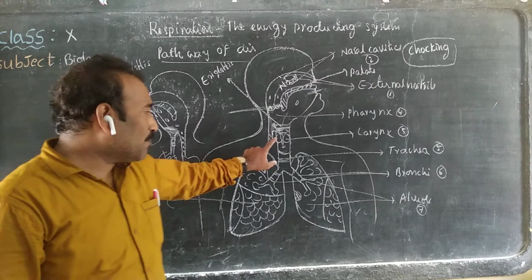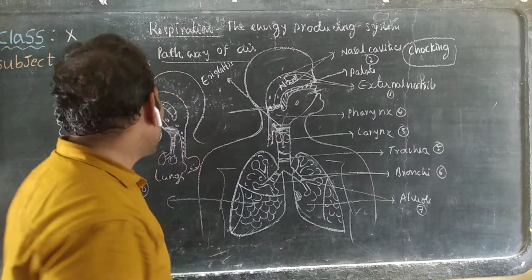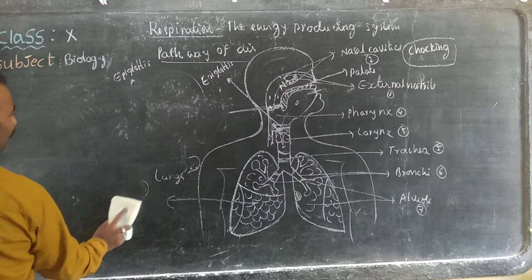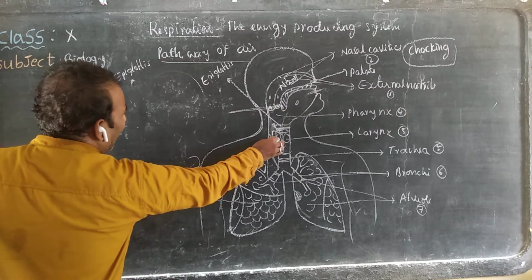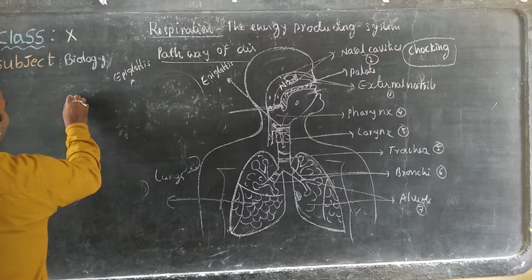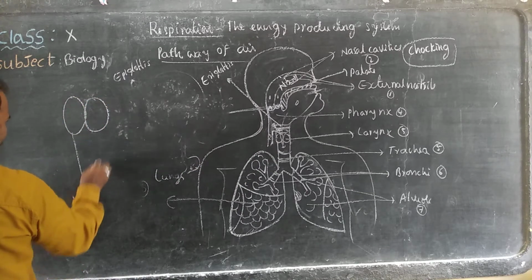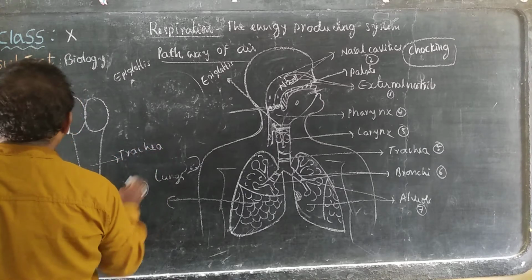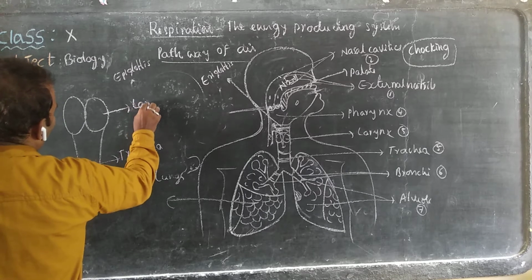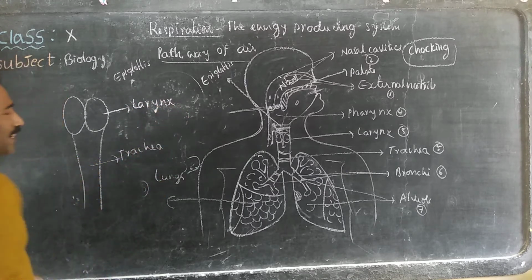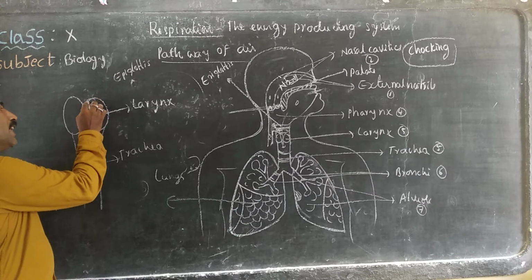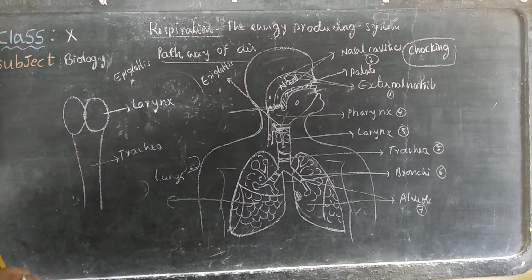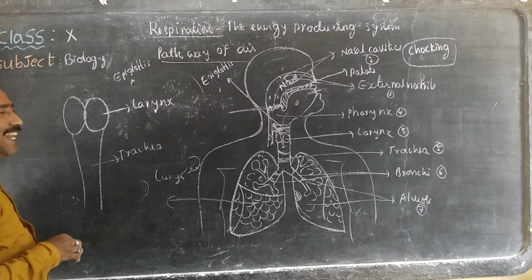Okay. Next part. The next part in the human respiratory system is, look here, the larynx. Yes. This is the larynx. You know what the larynx is? Look here. This is the larynx. This one is the larynx. The upper part of the trachea is called the larynx.